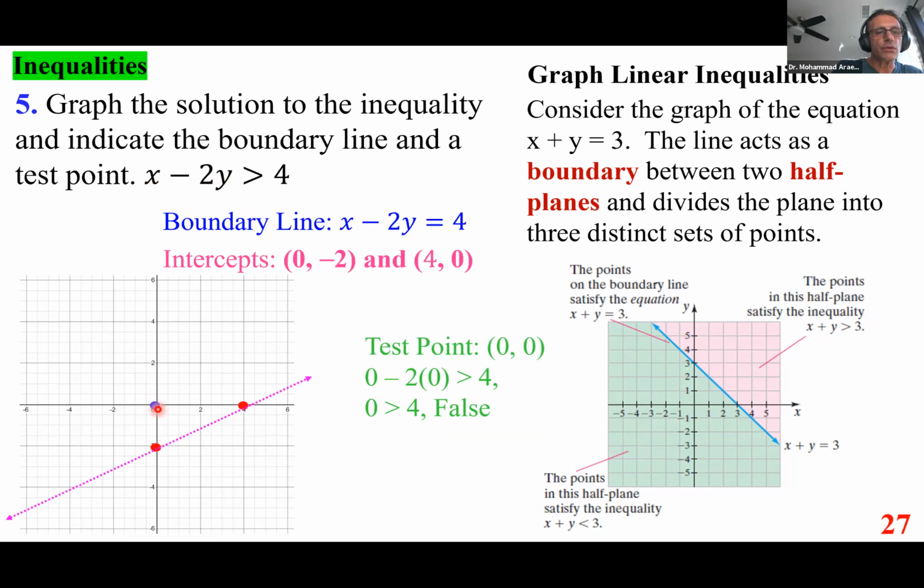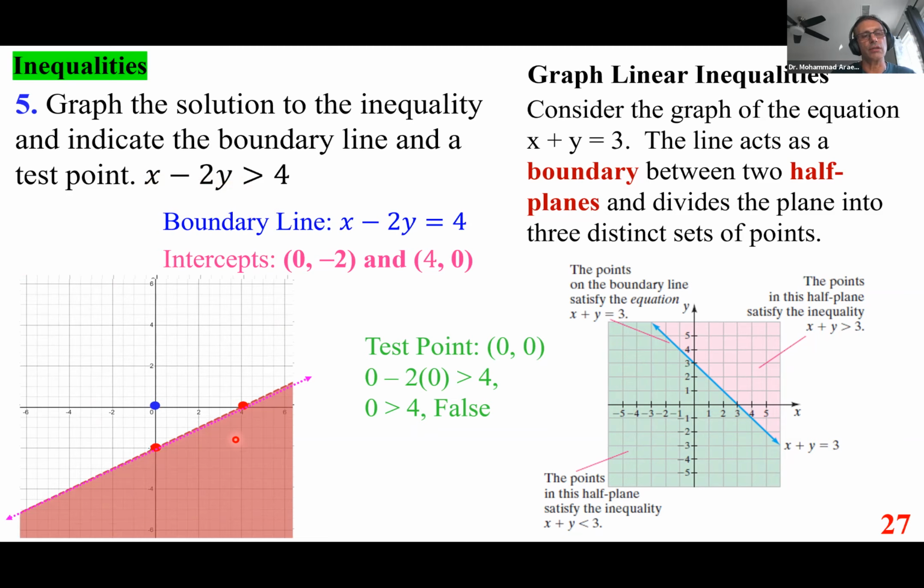Because (0, 0) gives us a false statement, (0, 0) is not a possible solution, so that whole side is out, and we take the other side to be the solution. We shade the other side. So I want to make sure everybody understands what's happening. One more time.